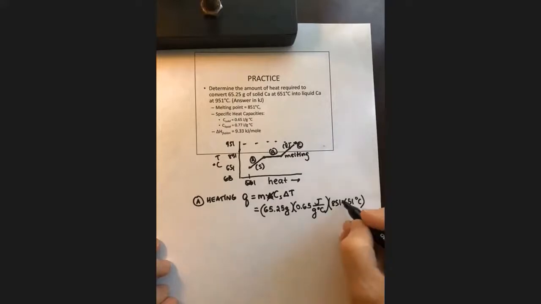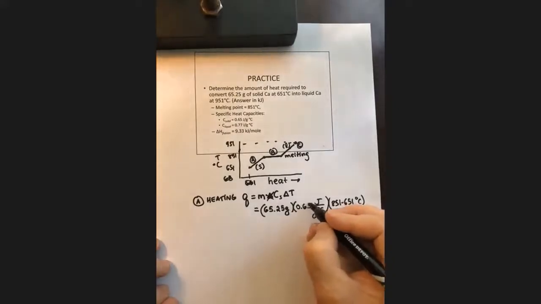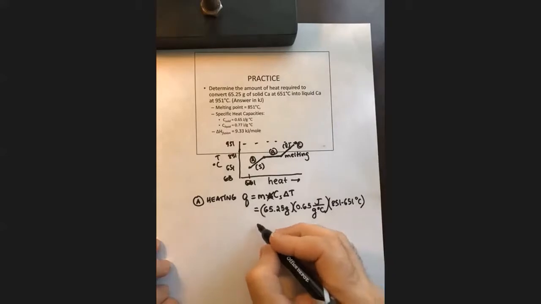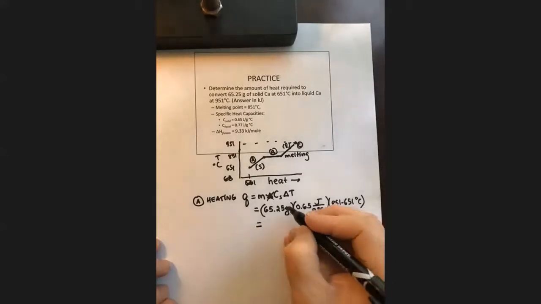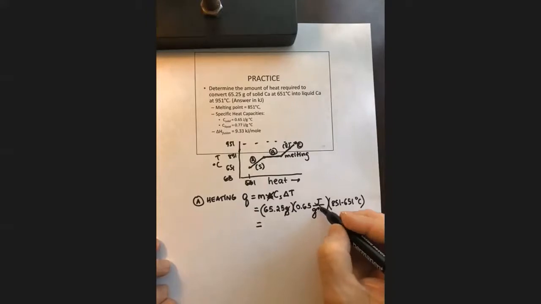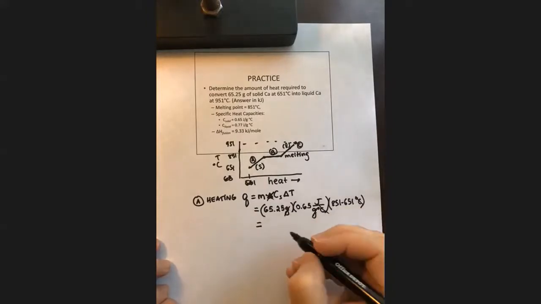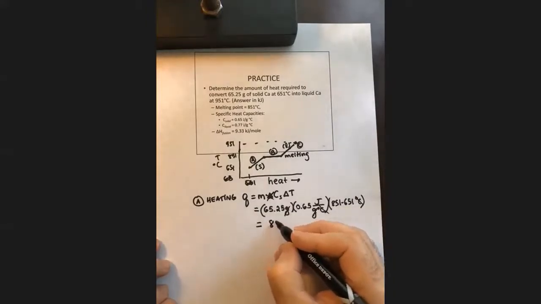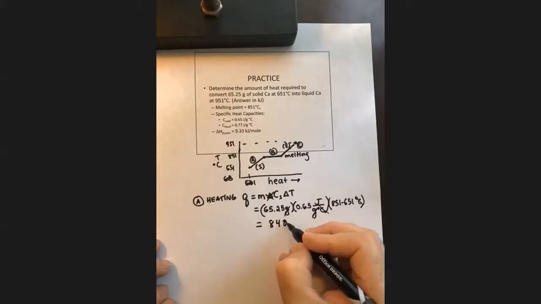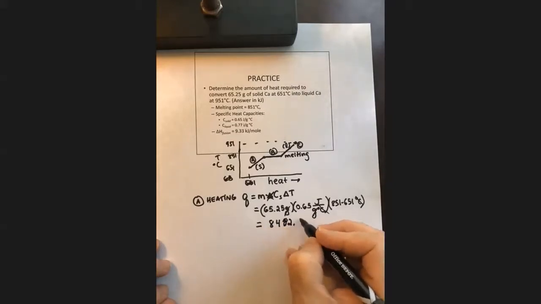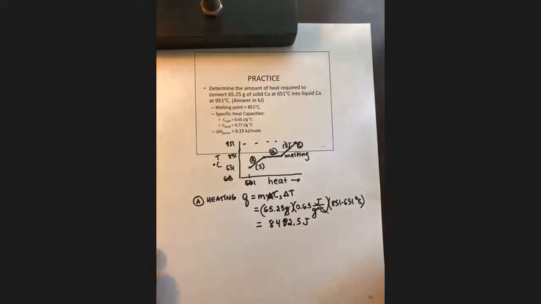Okay, this is going to be exactly 200. That's three sig figs, two sig figs here. So grams cancel out, Celsius cancel out, and this comes out to be 8,482.5 joules. Yes, we had to round it, but remember we typically round at the end, right? So I'm going to save that in there for now.